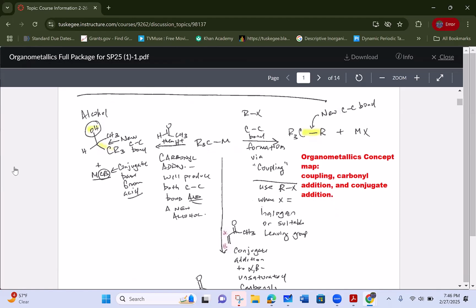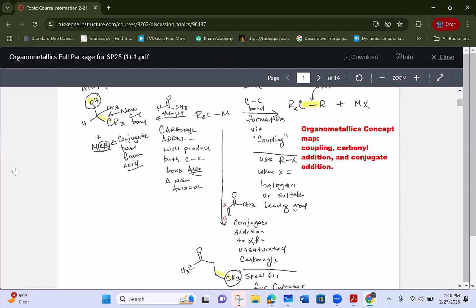So with the organometallics, you got really three things to think about. And each one of those concepts has, of course, other information. But the concept map right here is that you can do coupling, which I have shown on the right side. And then on the left, the organometallic is in the middle. On the left is carbonyl addition. And then below it is the conjugate addition part. Conjugate addition is specific to Gilman reagents. Coupling can be Gilman or Grignard. And then carbonyl addition is specific to Grignards.